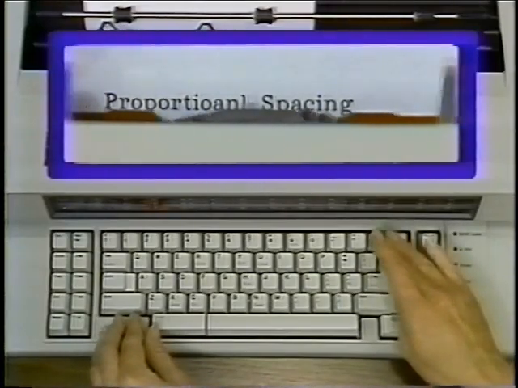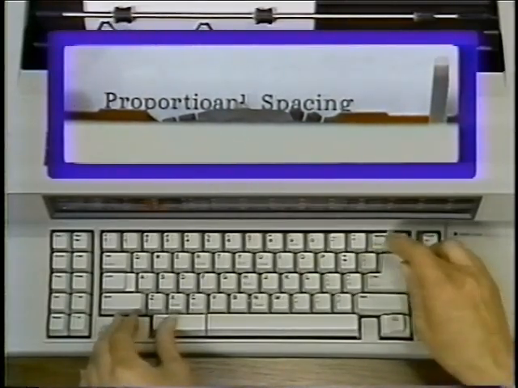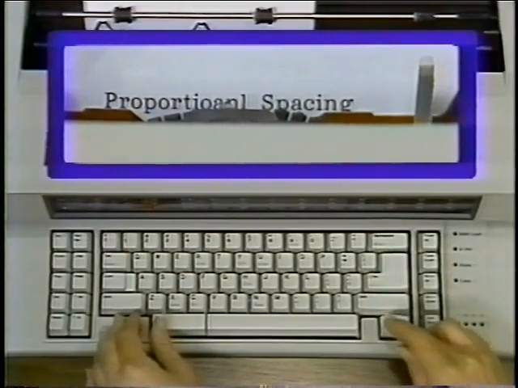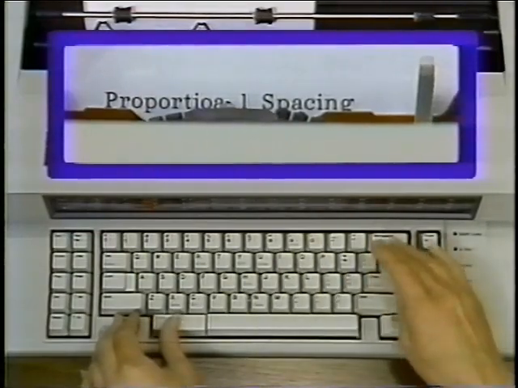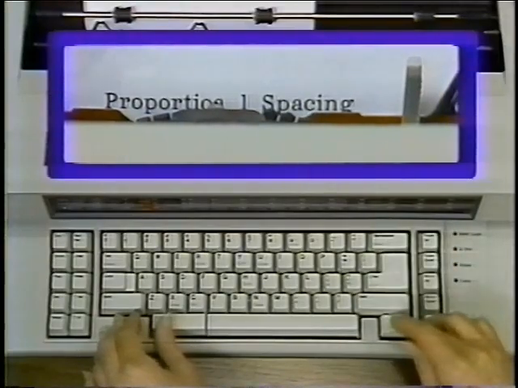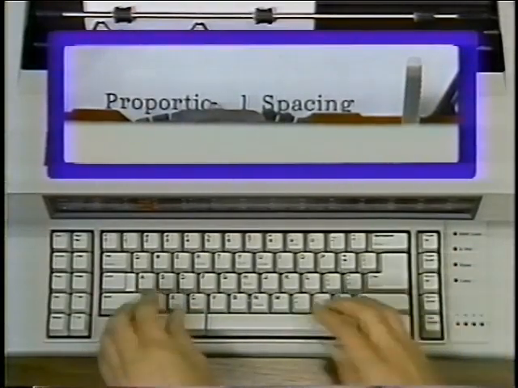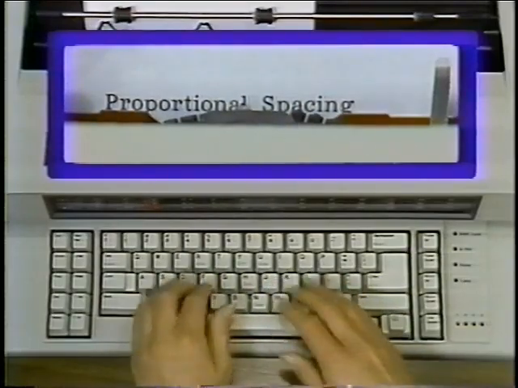To manually correct in proportional spacing, use the backspace 1 to position the pointer on the print wheel just to the left of the incorrect character. Press the correction key button and then the incorrect character.